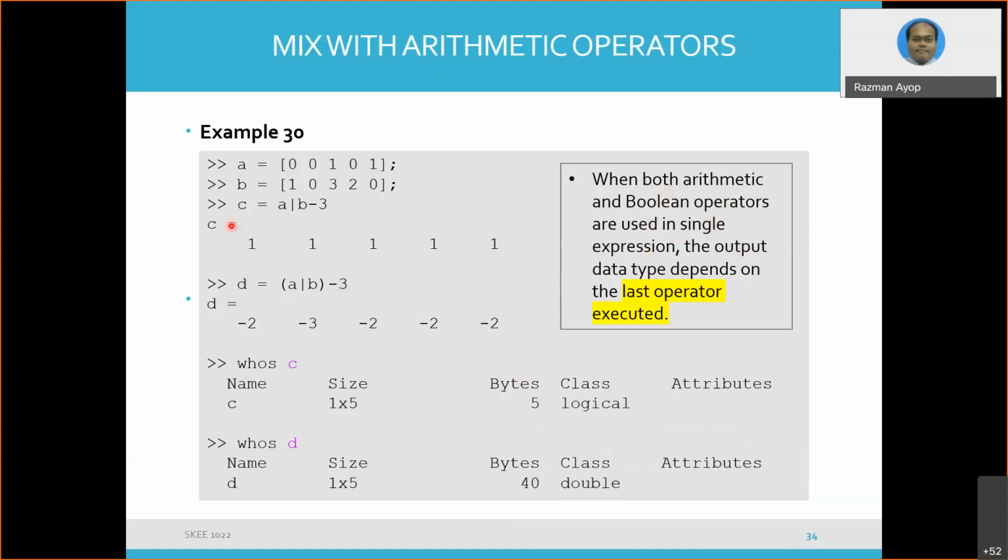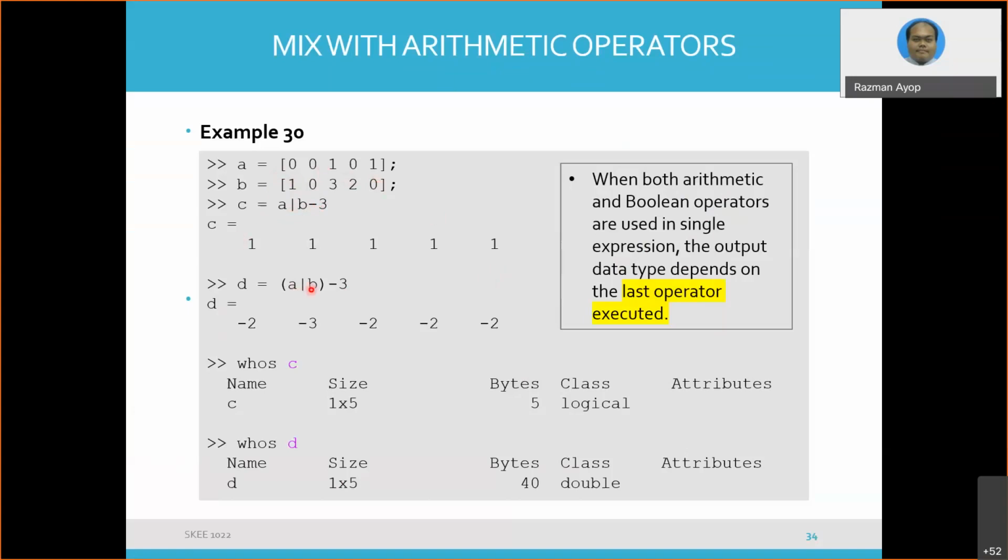So you can see here, C is A OR B minus 3. So it will solve B minus 3 first. Remember that OR is the last one. So OR and AND are always the last ones. You have to solve this one first, B minus 3. You solve this, minus all of this with 3, and then you have to OR this. Okay, you get the answer.